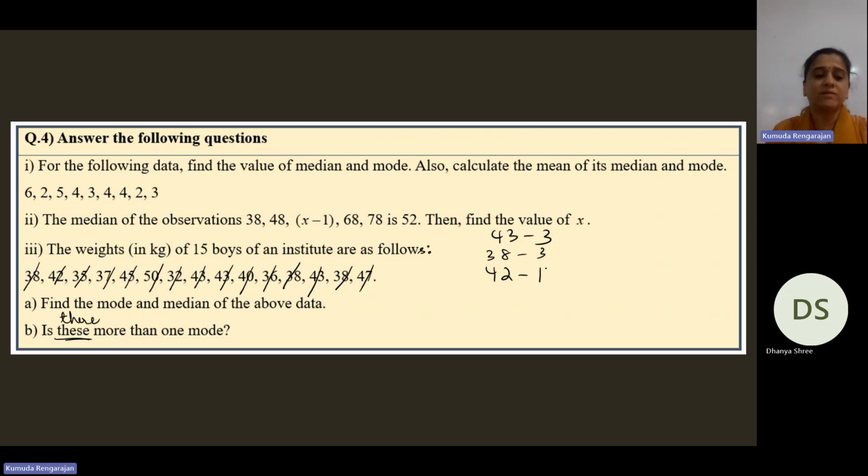Then the next question, is there more than one mode? Yes, there is more than one mode. That's all. All right. You'll finish this? Okay.